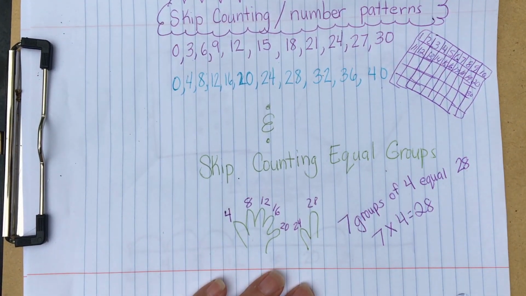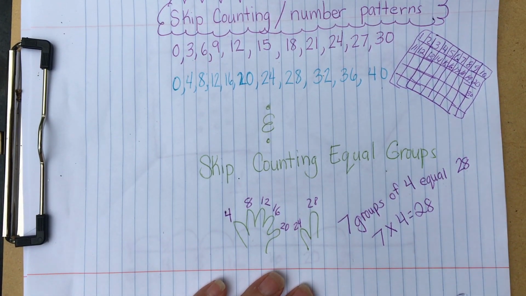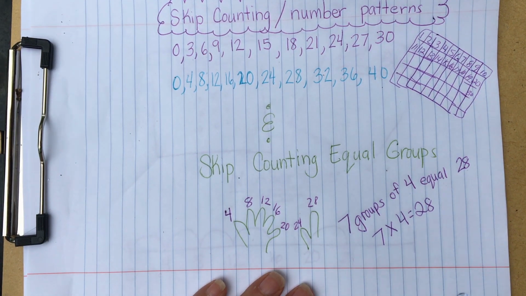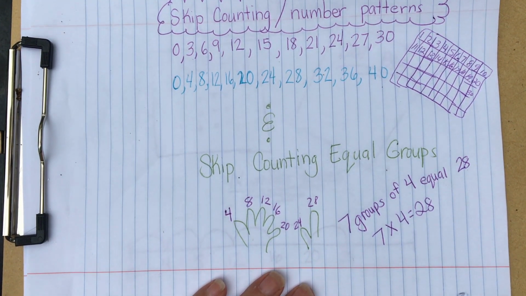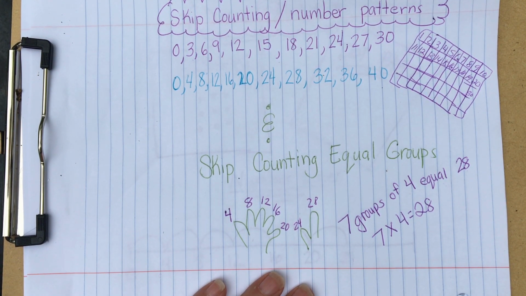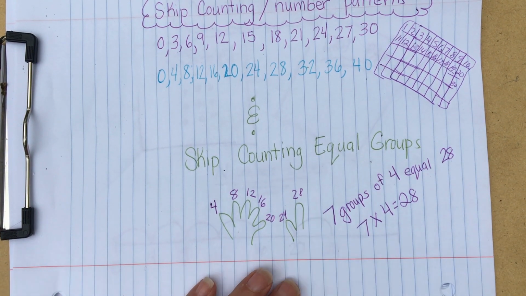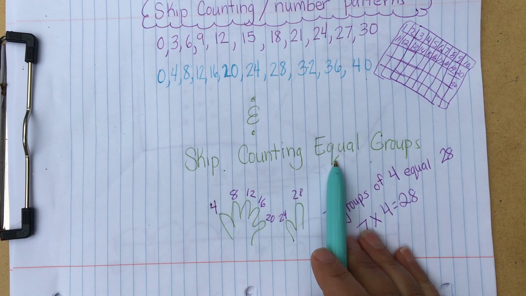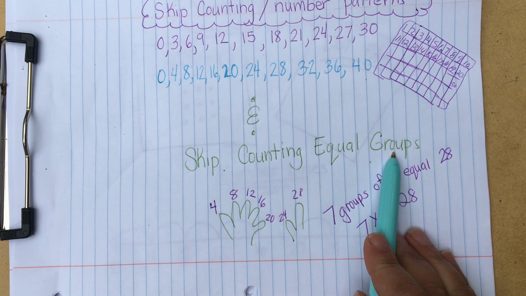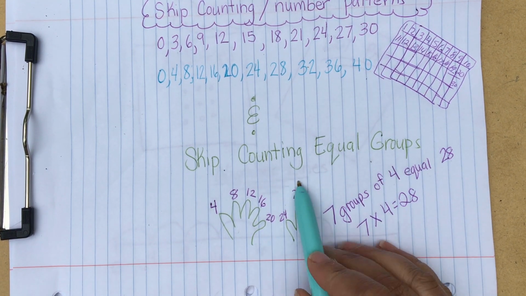So let's review what we did last week. Last week, we worked on skip counting. We looked for number patterns in our 100th chart. We orally counted skip counting, but we also then worked on skip counting using equal groups. So we put it all together.